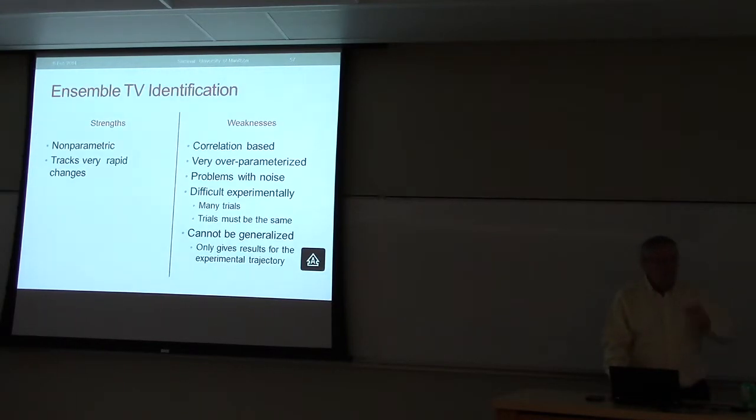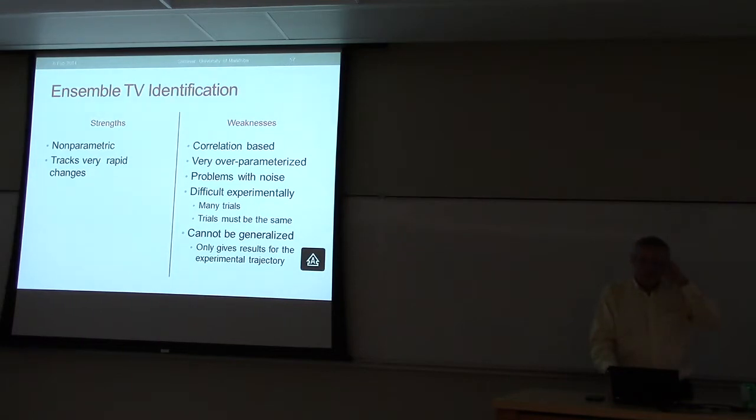Now, this ensemble method is very nice, because it can track things on a sample-by-sample basis. It has some major weaknesses. First, it's correlation-based, and secondly, it's very over-parameterized. Remember, we now have a separate impulse response for each sample at a time. That translates into two things. If there's noise, it gives us problems. And secondly, it's experimentally demanding. We need to do a lot of trials. What we found is we can talk students into doing it once, twice, three times, and then they disappeared.